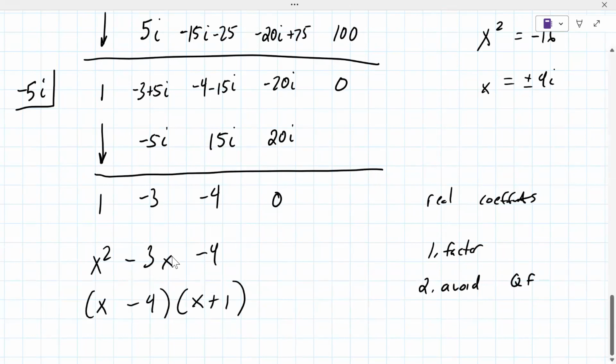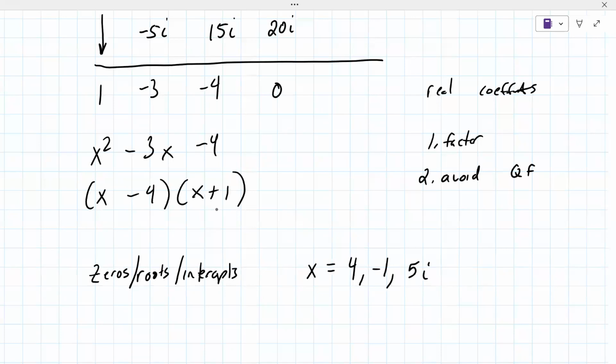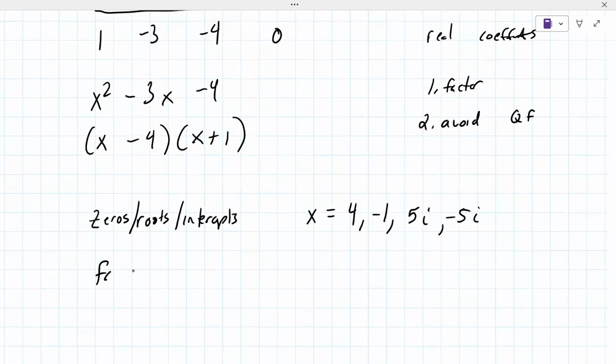Now, this is where it's a little bit like, well, what do I write? So the roots, you have to be careful between all of this notation. There's zeros, roots, and intercepts. So the roots, zeros are 4, -1, 5i, -5i. These are the zeros, roots, intercepts. These are the intercepts in the complex domain. Roots, zeros, these all mean the same thing. Now, factors, you have to be careful with factors because that's what they want.